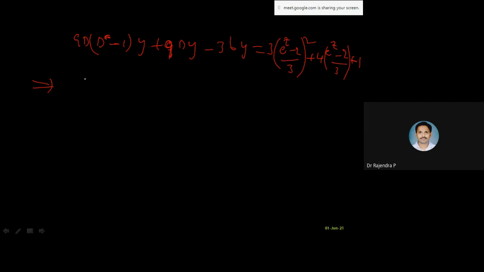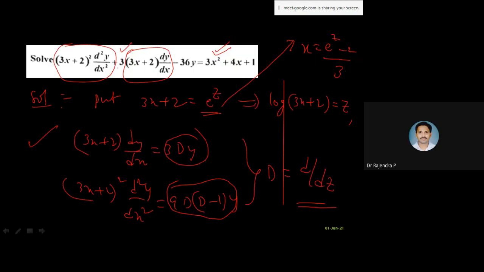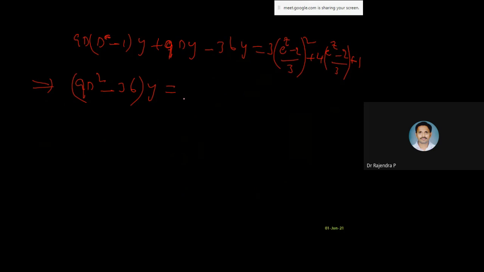So 9D square minus 9D plus 9D, that gets cancelled, right? This is minus 9D plus 9D. Everywhere y is there, we can take it as common. What will I get? (9D square minus 36) into y, which is equal to, here also, 3 into 3 Dy. Already 3 is there, into 3 Dy, so it will be 9.